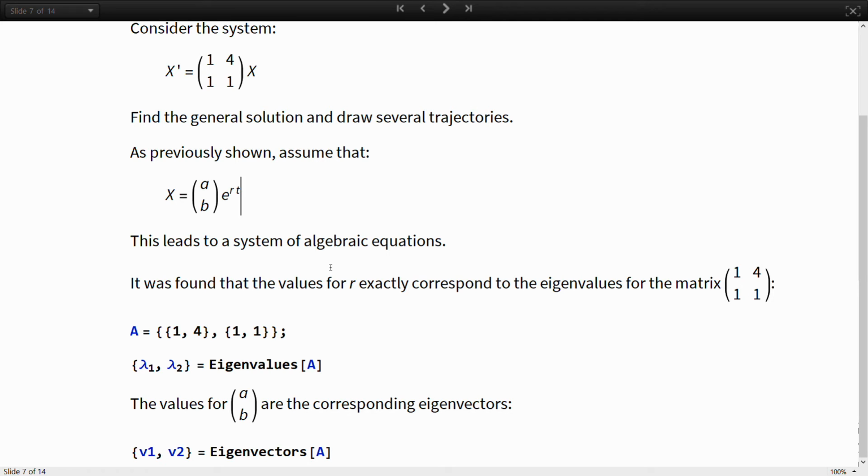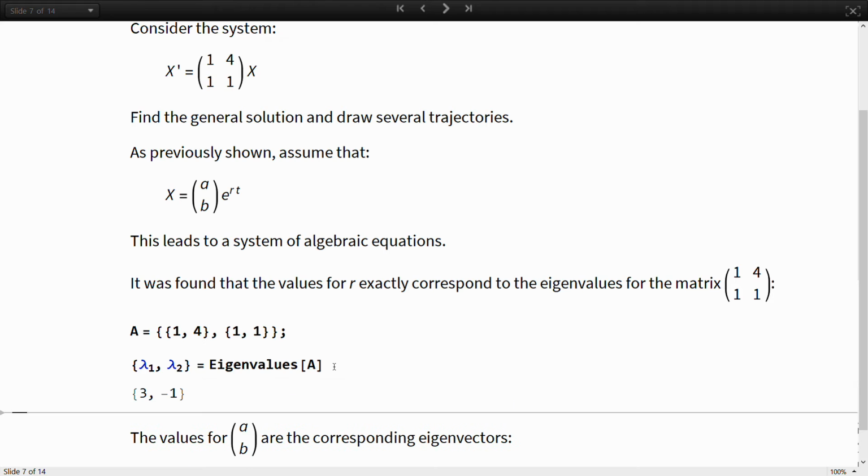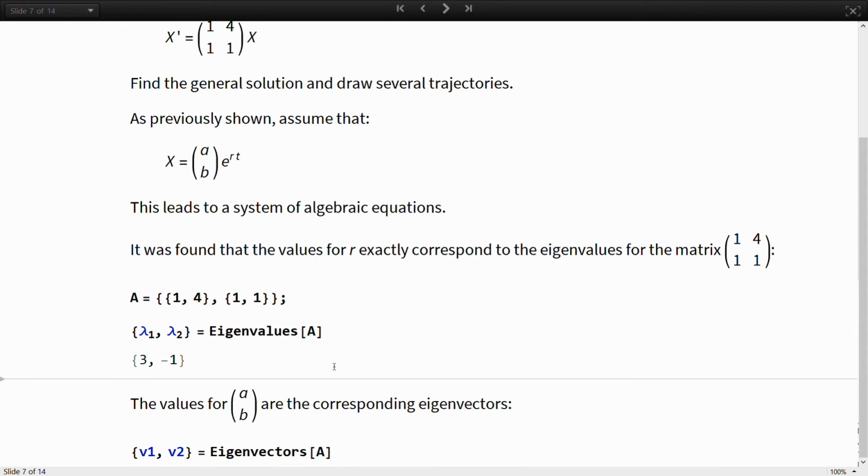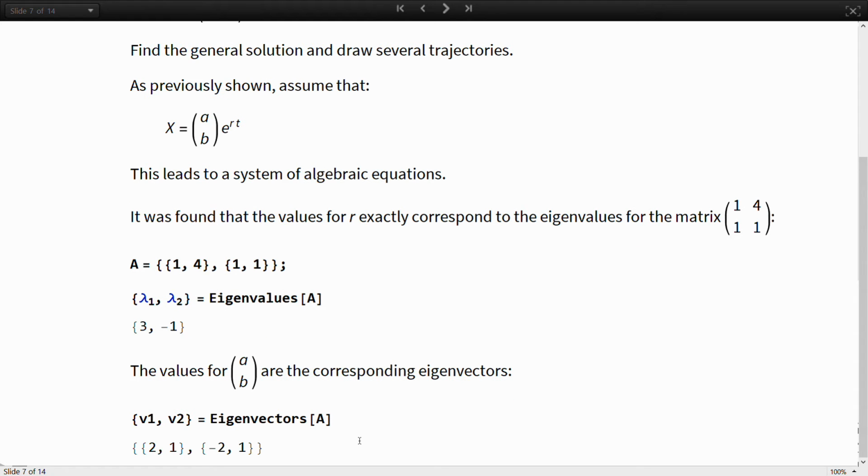Defining the matrix A from the coefficients in the system of differential equations, we can calculate the eigenvalues. The values for the B vector are the corresponding eigenvectors. We will now substitute these eigenvalues and eigenvectors back into the assumed form for the solution to get an explicit expression for the general solution.